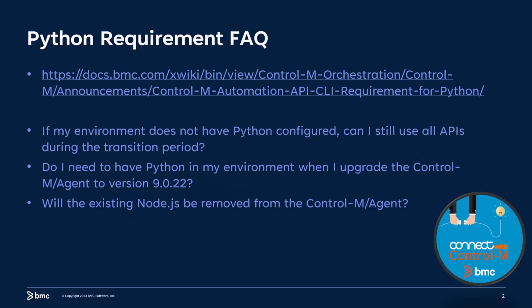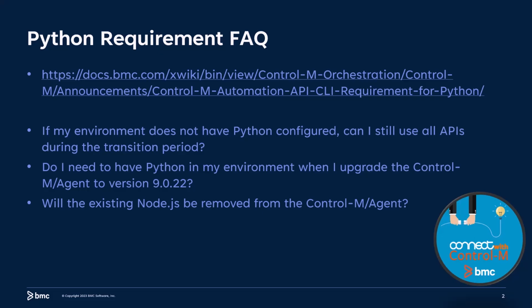On this slide, we can see some commonly asked questions about the new Python requirement for the CTM CLI. If I don't have Python, can I still use the API? All Automation API functionality released before version 9.0.22 will still be available. If you attempt to use functionality added after version 9.0.22, you will receive an error.